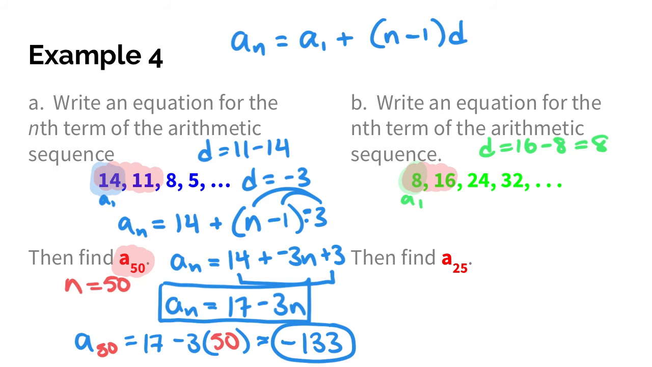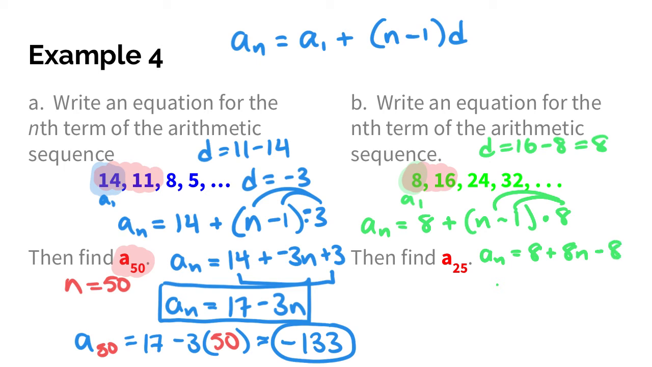So now to write my formula, or my equation, I have a sub n, which again represents any number term, equals a1, which is 8, my first term, plus, in parentheses, n minus 1, and I'm leaving n in the equation because n represents any number term, and then times 8, my common difference. So just like the previous problem, to simplify, we are going to distribute first. So I would have a sub n equals 8 plus 8 times n is 8n. 8 times -1 would be -8.